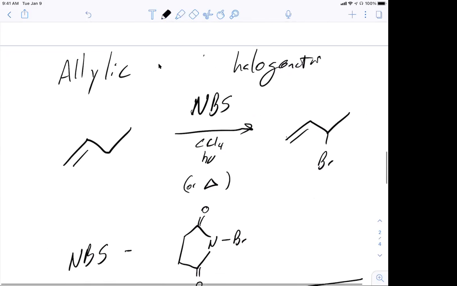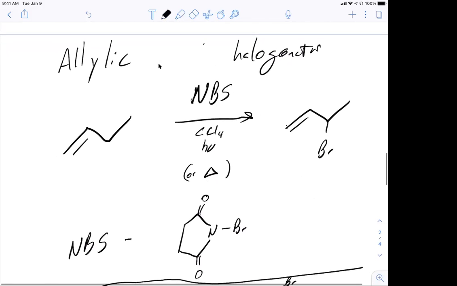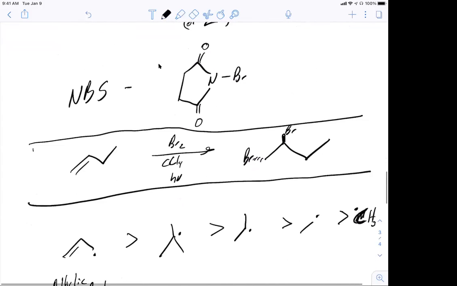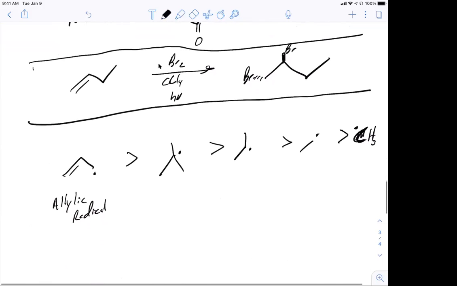Right, so that's a few things that I need to know. First, we're using NBS because we can't add bromine. And then allylic is going to be the most stable.